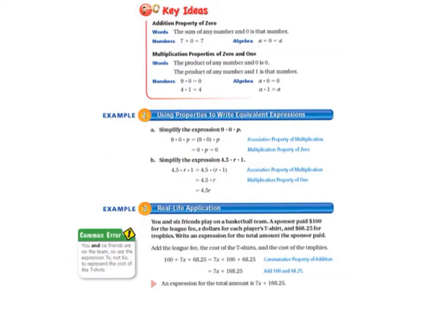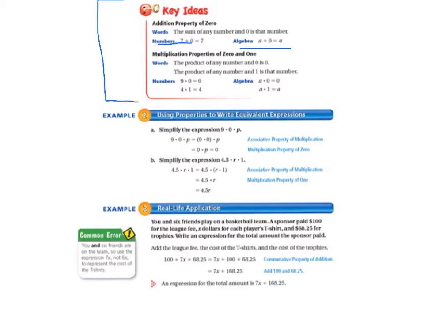As we move on to page 129, I'm going to ask you to write the key ideas at the top of the page again in your math notebook. The first key idea is addition property of 0, and that just tells us that the sum of any number and 0 is that number, so that's nothing new. Just be sure you write it as a formal property in your notebook, and be sure you write the numbers and the algebra along with it.